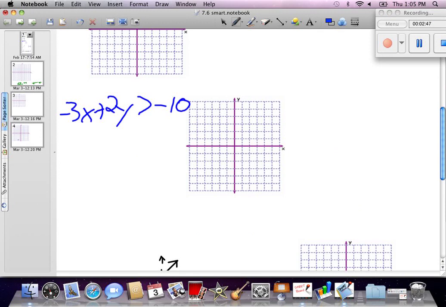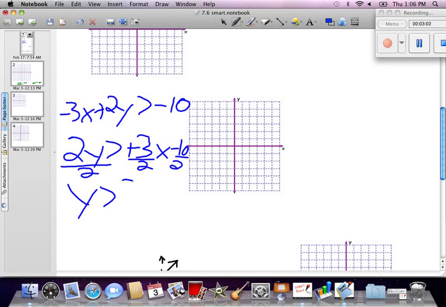So first of all, is this in slope-intercept form? No. So I'm going to add 3x to both sides first, and I'm going to get 2y is greater than positive 3x minus 10. Then I'm going to divide everything by 2, and I'm left with y is greater than 3 halves x minus 5. Now that's in slope-intercept form. So now I'm going to graph it.